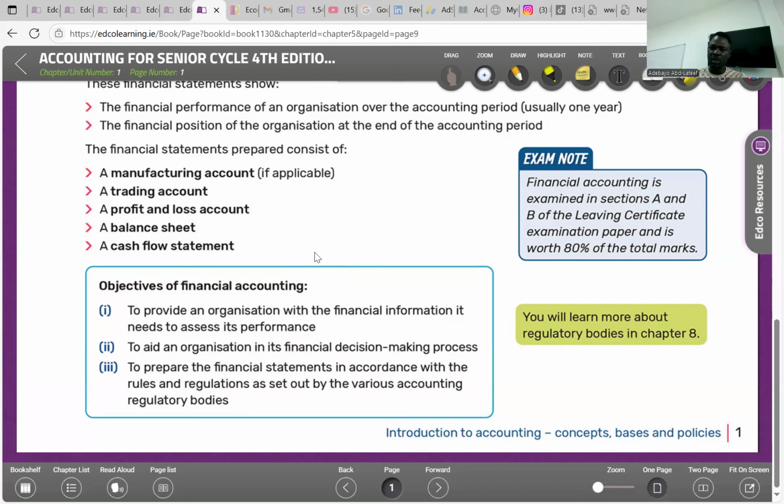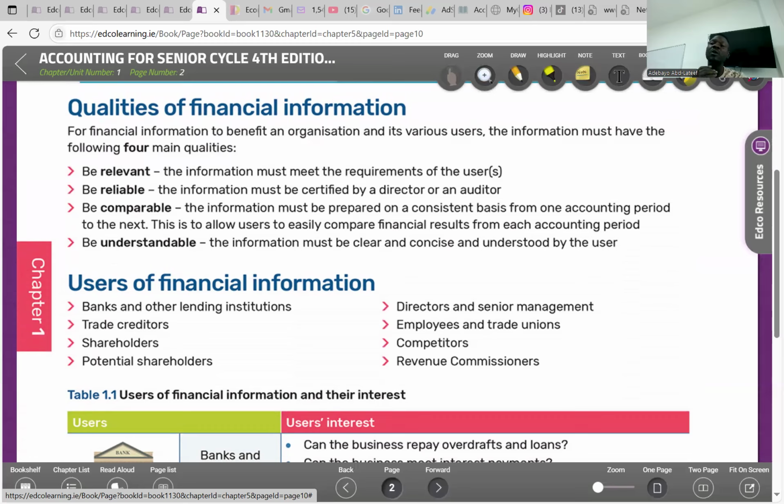So what are the qualities of financial information? For financial information to benefit an organization and its various users, the information must have the following four main qualities. What are the qualities that financial information must possess? Number one, it must be relevant. The information must meet the requirements of the users. So when we talk about being relevant, it simply means what is being required of you is what should be given to the users of financial statements.